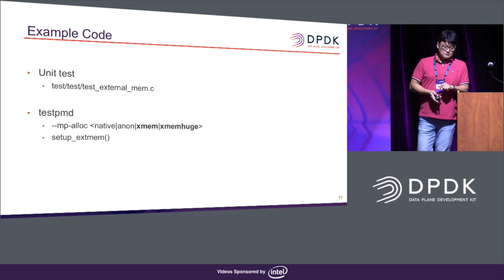For example code, you can find two examples. One is under the unit test, and the other is testpmd, which has a new argument specifying extmem, which represents the external memory. Inside the testpmd code, you can find the setup_extmem function, and you can refer to that. That's straightforward.